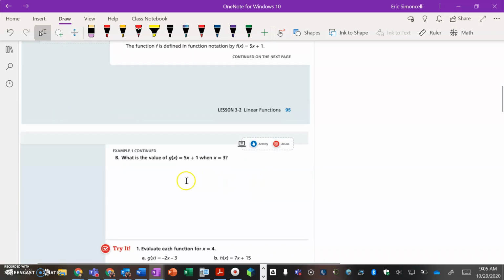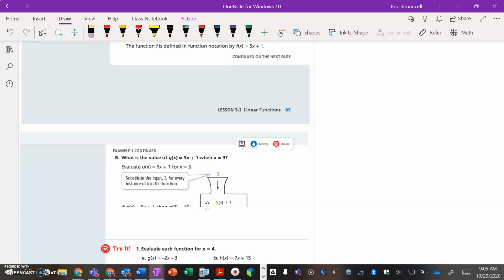What is the value of g of x equals 5x plus 1 when x equals 3? So notationally, g of x equals 5x plus 1. For x equals 3, we're going to evaluate, substituting the input 3 for every instance of x in the function. So 3 goes in, and as you can see, I'm plugging it in for x, and I'll readjust this sign again such that it's 5 times 3 plus 1. And that math simply gives g of 3 equals 16.